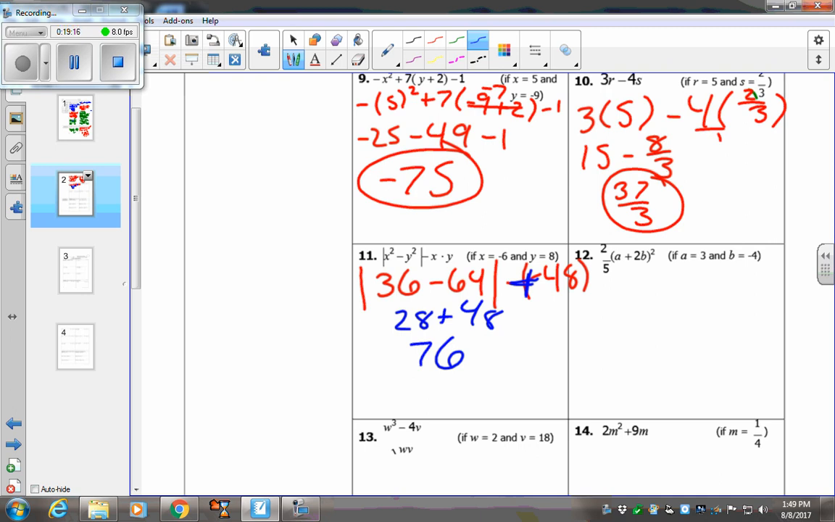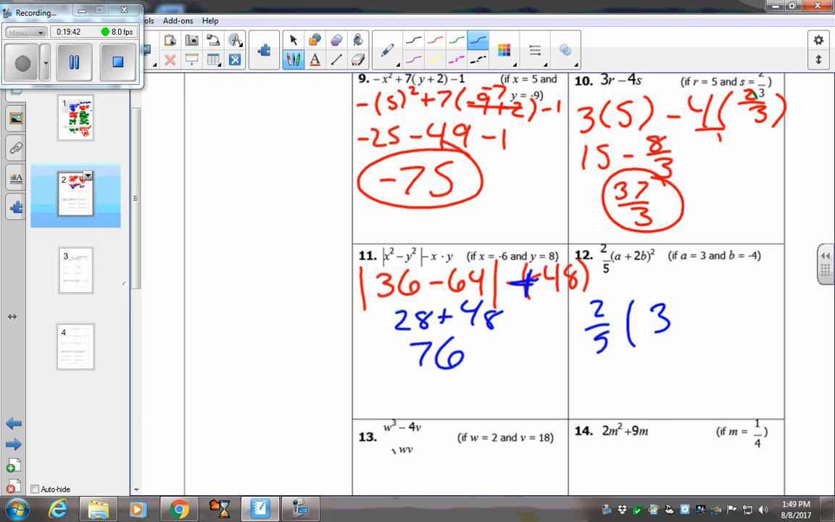Where did I lose you? Oh, okay, because we had a negative and a negative. All right? So I'm going to have 2/5 times A, which is 3, plus 2B. B is negative 4. So 2 times negative 4 is negative 8.